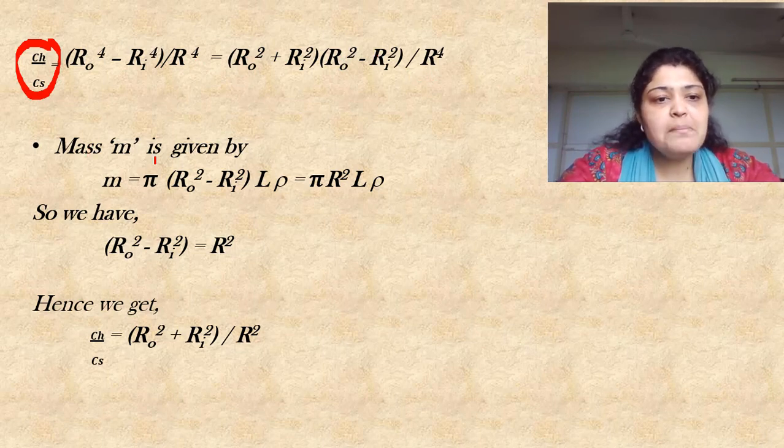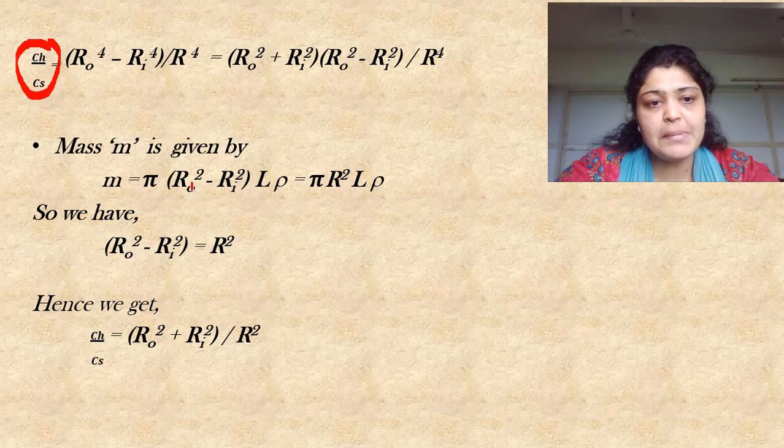Now we are given that mass, the equation of mass of a cylinder will be equal to pi r square L rho, that is based on volume. The volume of a cylinder is pi r square L. You know the relation between mass and density and volume. So density is equal to mass divided by volume.